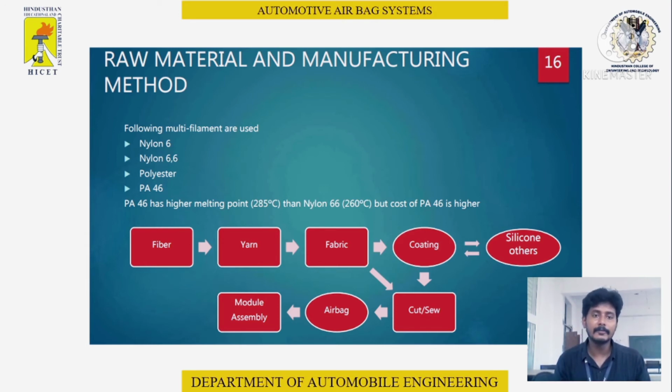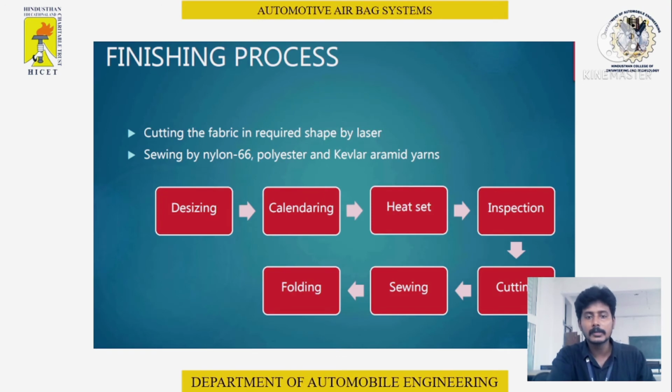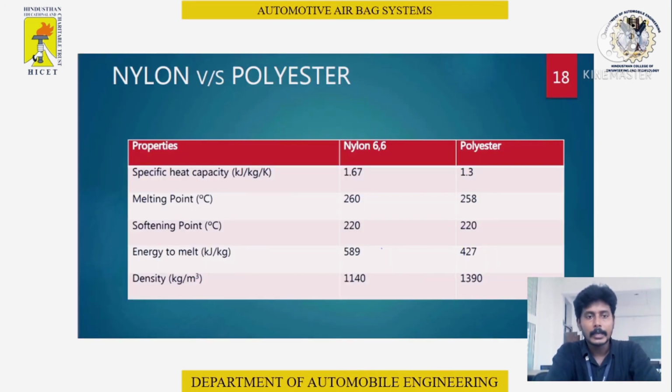The following multi-filaments are used: nylon 66, polyester, and PA46. Finishing process: the fabric is cut into a rectangle shape by laser machine only. Nylon versus polyester properties are shown. Nylon 66 has a specific heat capacity of 1.67, and polyester has 1.63, lower than nylon.